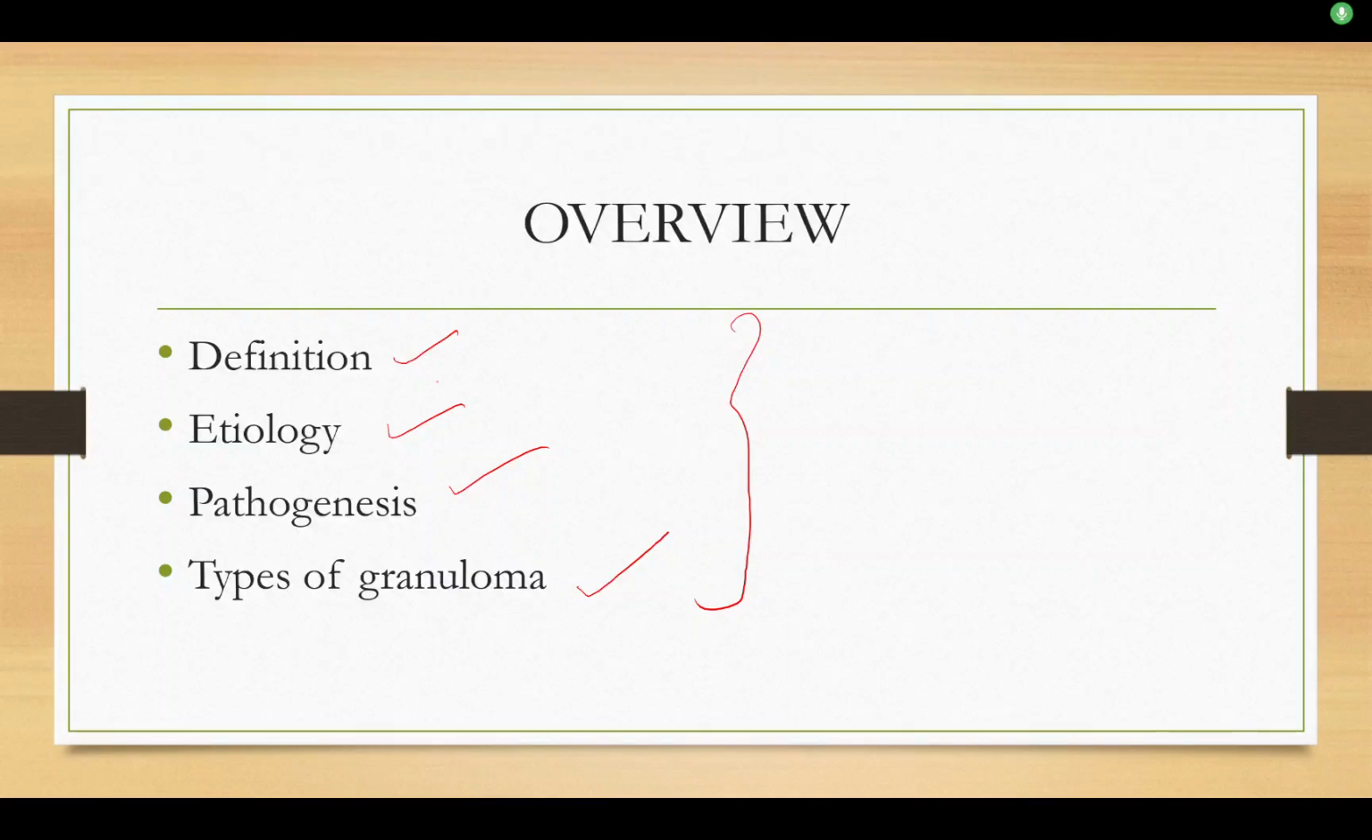Granulomatous disease. Today we are studying granulomatous disease. It is most commonly encountered during our routine clinical pathology lab work. When we see different slides, we see a granulomatous condition. Most commonly it is seen in TB, tuberculosis. It is a type of granulomatous inflammation.